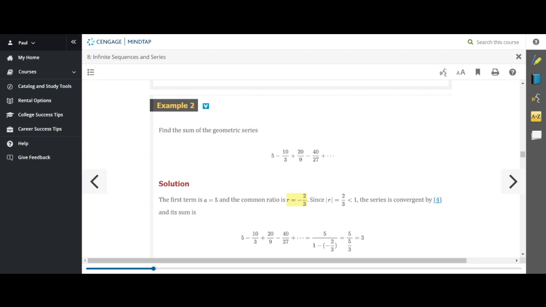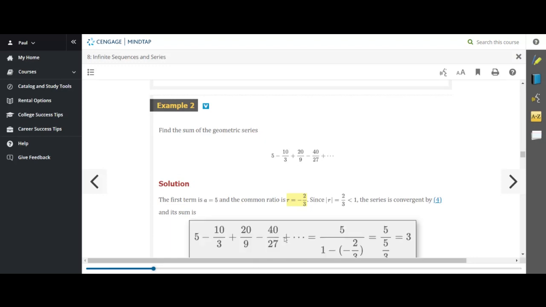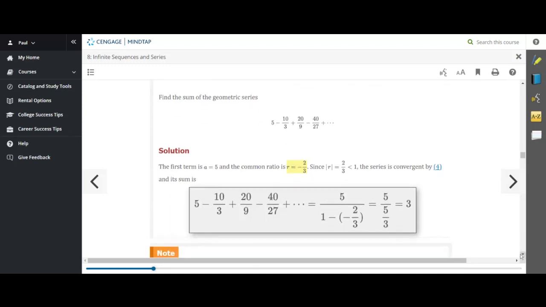And all right, well, now what's the sum of this? The absolute value of negative 2/3 is 2/3, which is less than 1. So the series converges, and the sum is going to equal a divided by 1 minus r, which is going to be 3. So if you were to program this series in a computer and have it add up the terms, as the series keeps going and going, the sum of those terms would equal 3.